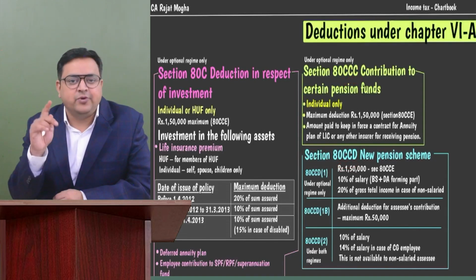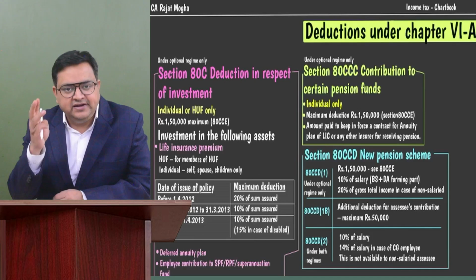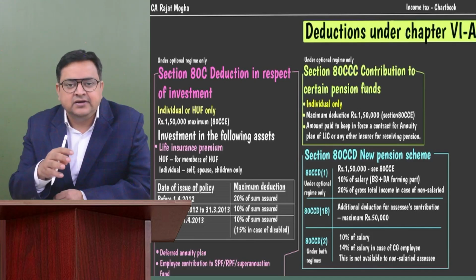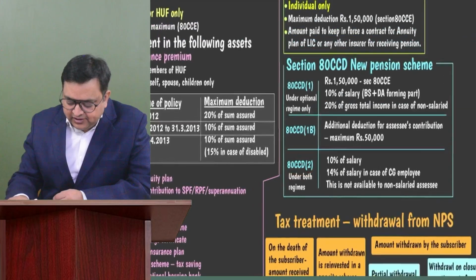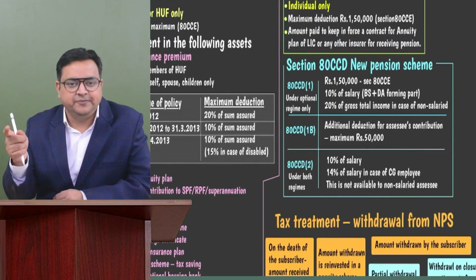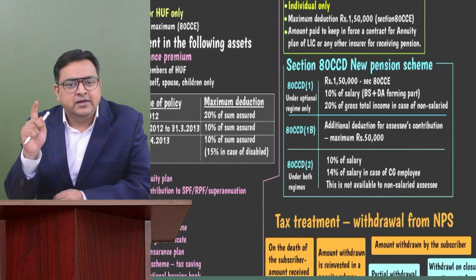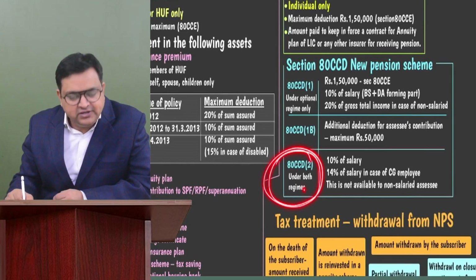80 CCD is quite important. That is the new pension scheme. 80 CCD has three parts: 80 CCD1, CCD2, CCD1B. First of all, let's understand about CCD2. CCD2 is employer contribution to the new pension scheme. Employer contribution. It is available under both the regimes. This CCD2 is available under both the regimes, right?